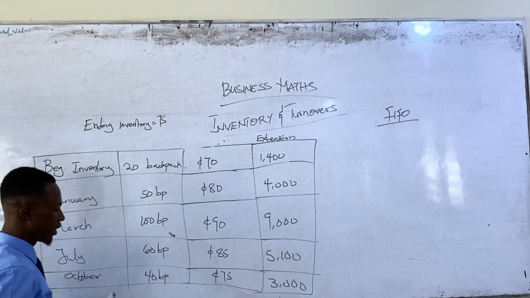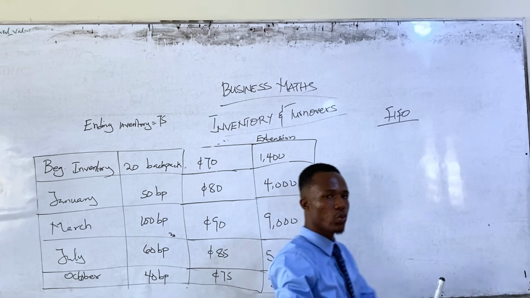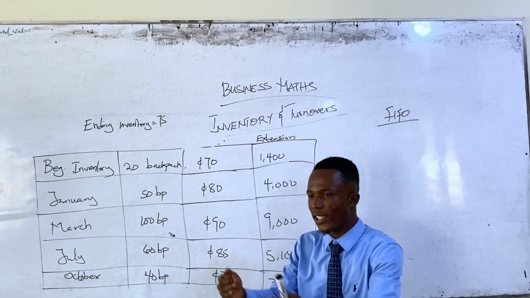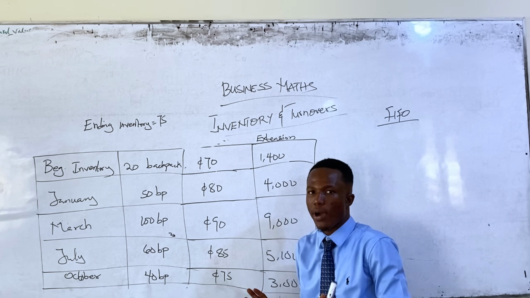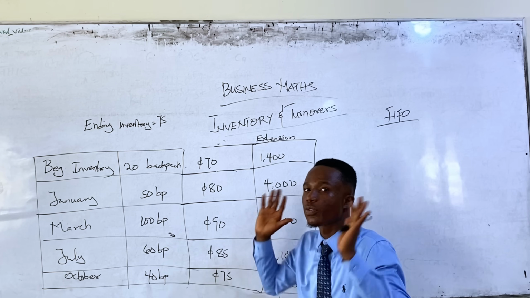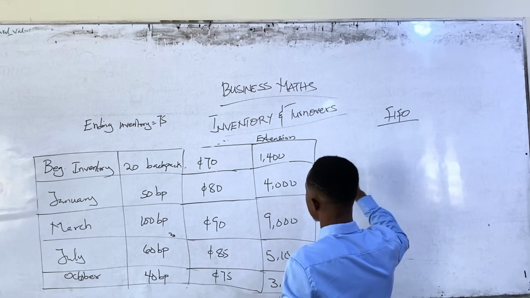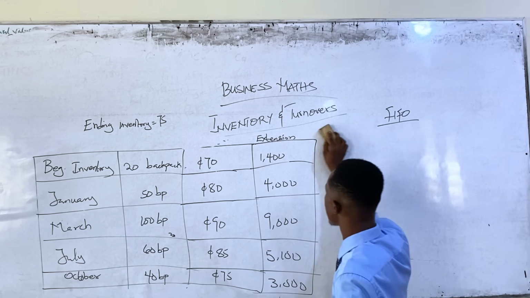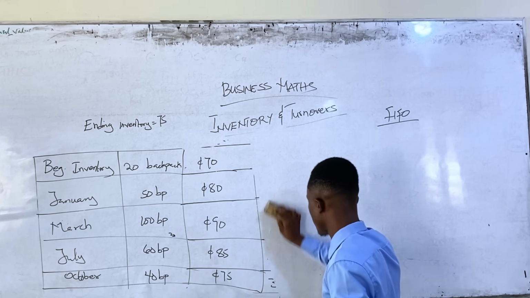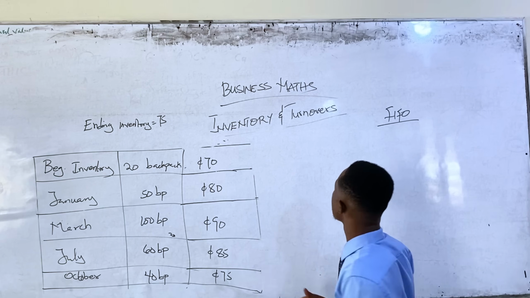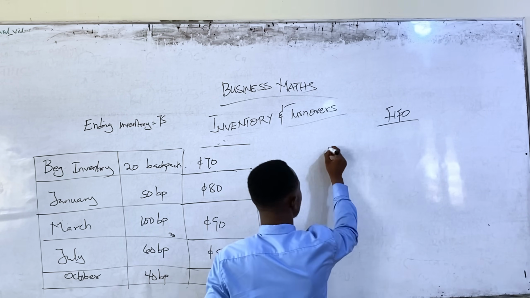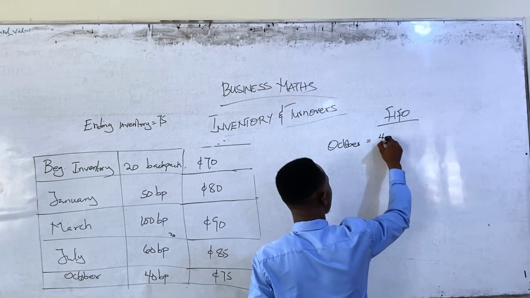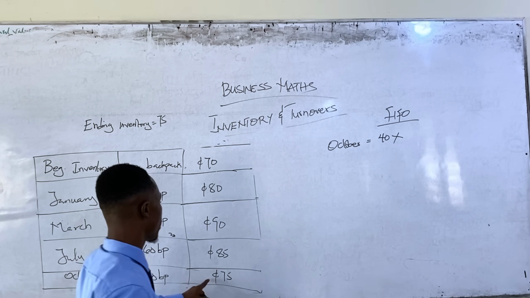So if the ending inventory is 75 and we are using FIFO, we should start counting from the most recent ones. So the most recent one, the one that came very late, is what? October. So we are going to calculate the extension for October. Forget about this extension and let's do another extension. It's the same thing, but I want us to treat it differently. So you are going to treat every month. You write October. And October, how many are left? 40, multiplying the price in October, which is 75.